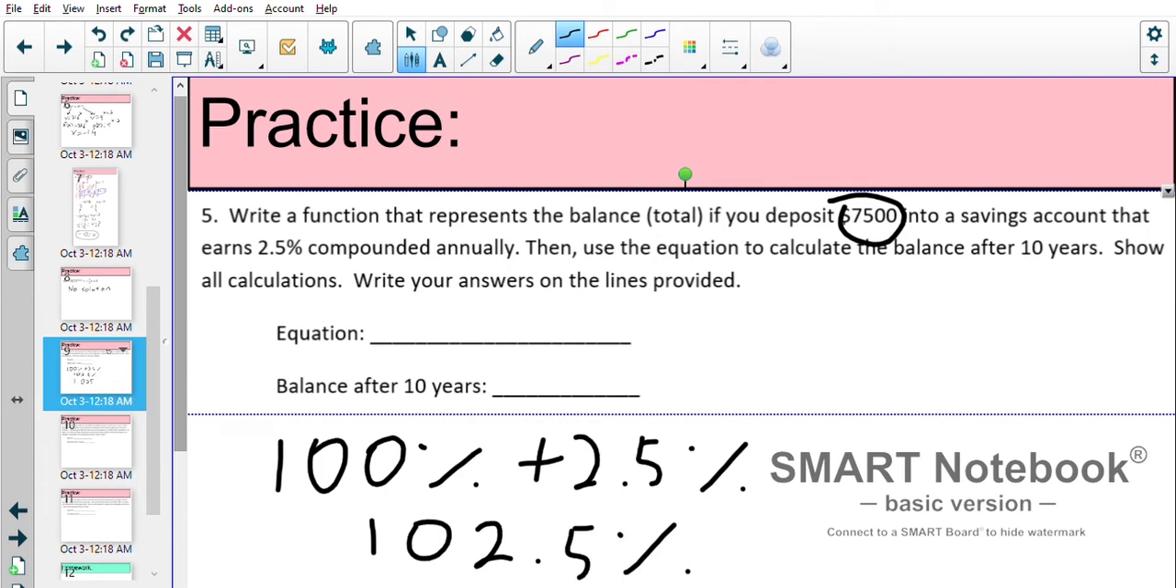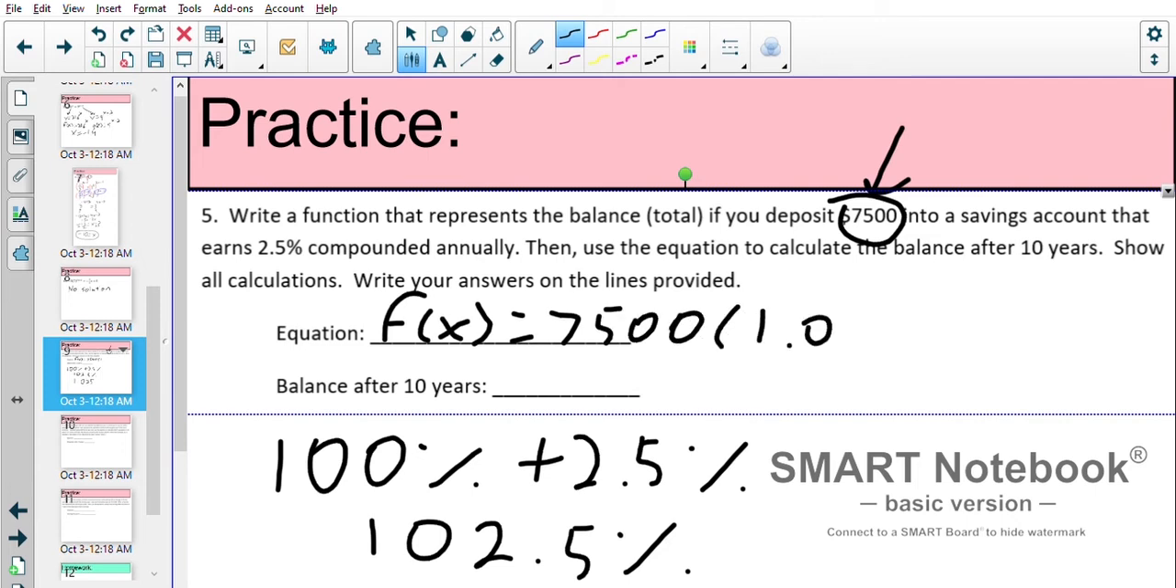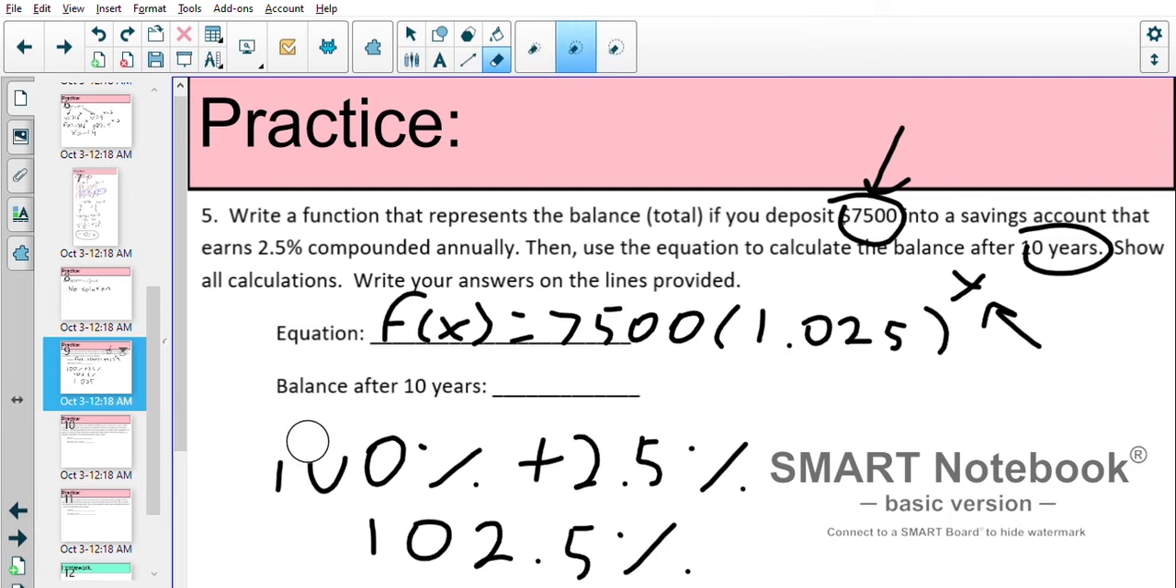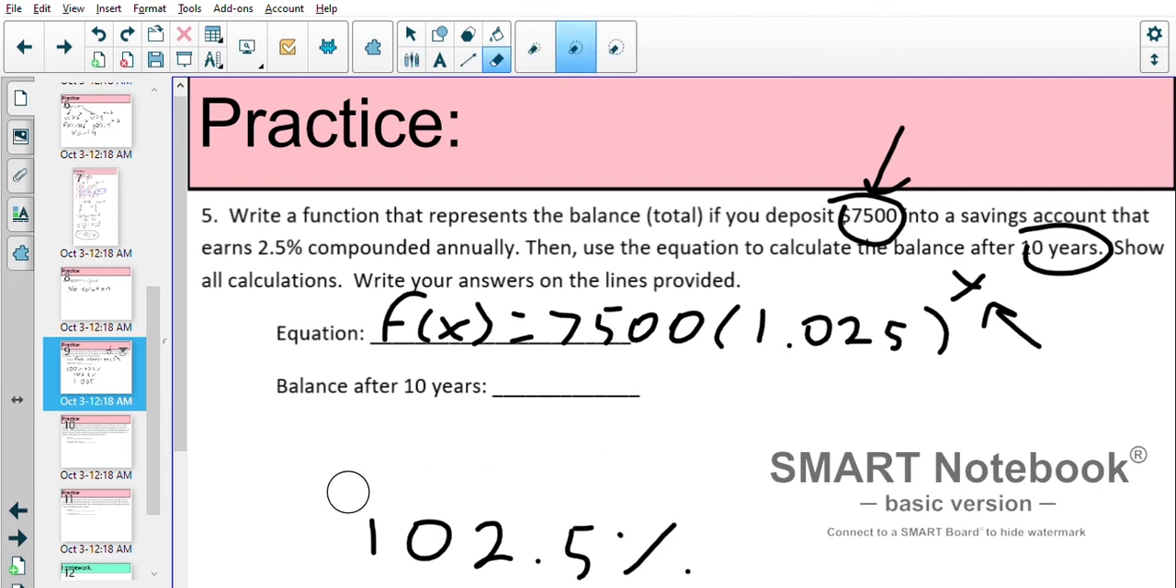We have our starting value with the initial amount that we deposited here. So our equation is going to be f of x. Our a is that $7,500. Our b, the multiple, is going to be the 1.025. And our exponent is x. All right. And then we need to use the equation to calculate the balance after 10 years. So in that x, we're going to plug in a value of 10 and calculate it.